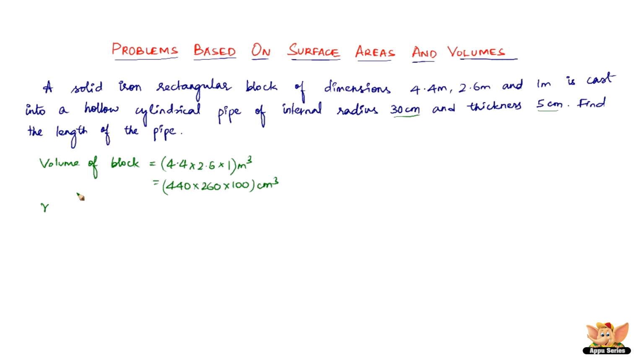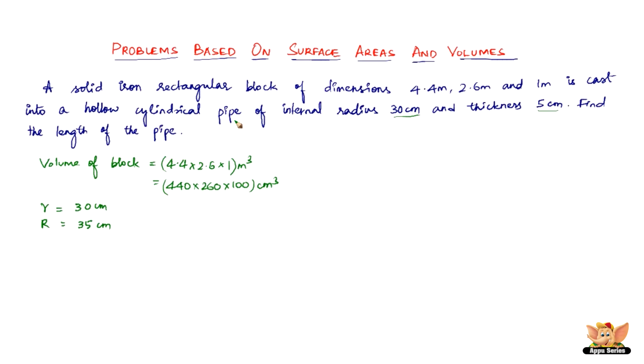Now the internal radius of the pipe, let it be denoted by r. That is nothing but 30 centimeters. The external radius is going to be denoted by the capital R, and it's going to be definitely 30 plus 5, because the thickness is 5 centimeters. This is a hollow cylindrical pipe, right? So the thickness is 5, definitely add 5 centimeters to the internal radius, and then you're going to get the external radius to be 35 centimeters. So that is what this capital R is.